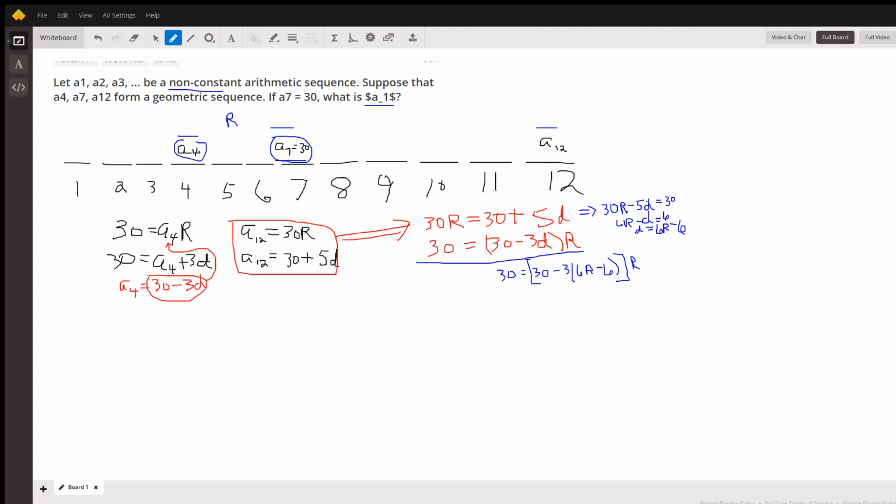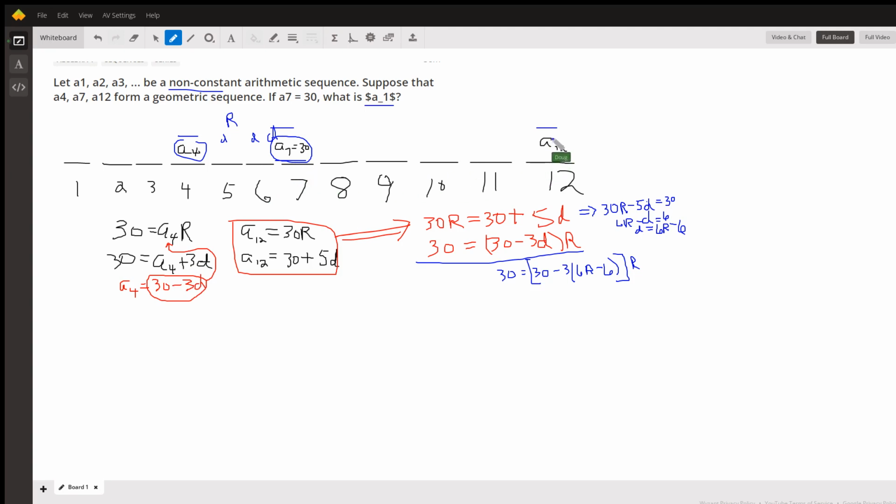And by the same token, if we use the arithmetic sequence, I can start at a sub 4 and add on one difference, plus another difference, and then plus another difference, and I will get to a sub 7. So 30, a sub 7: start at a sub 4 and add on three differences, and you'll arrive at a sub 7, which is 30.